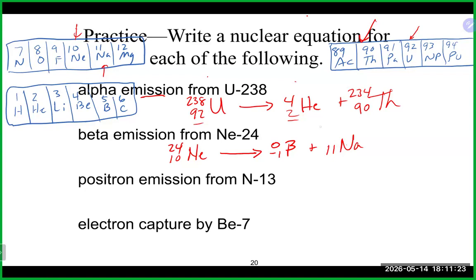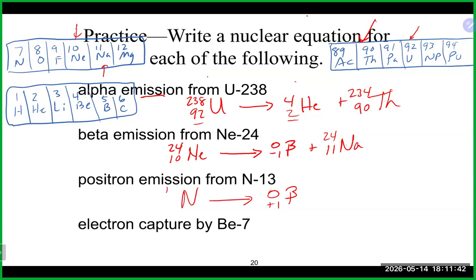Mass number 24 on the left, 0 on the right gives us a 24 in this case. Any questions on that one there? Positron emission, again, means our positron particle will be on the product side. You can use the beta or the E for the symbol for that.